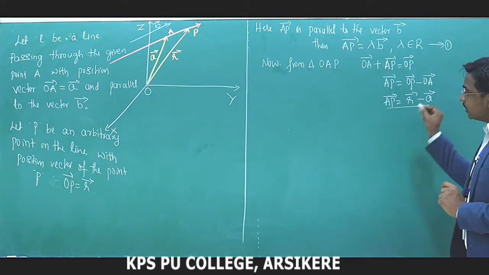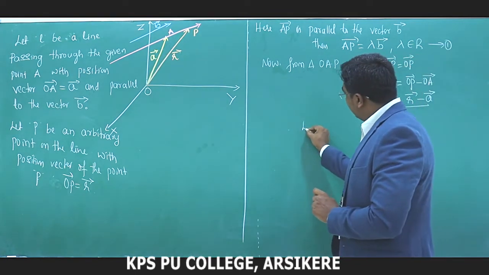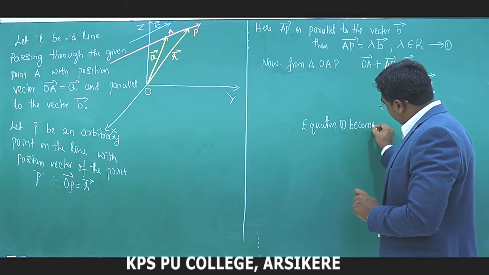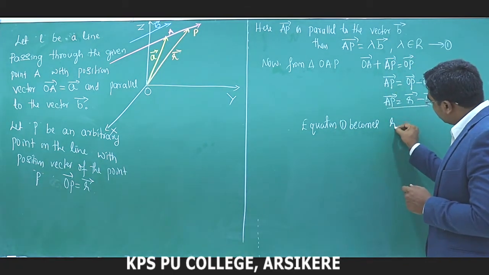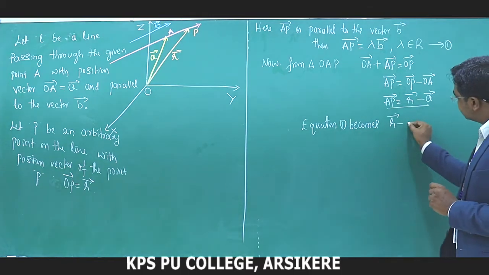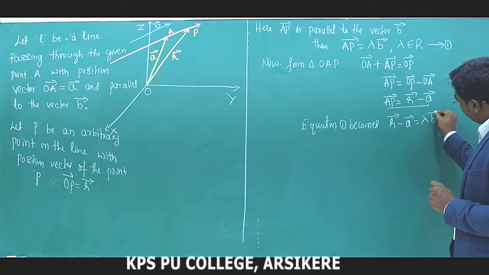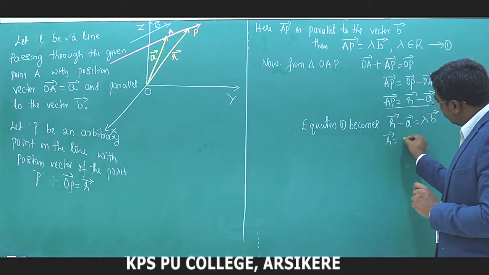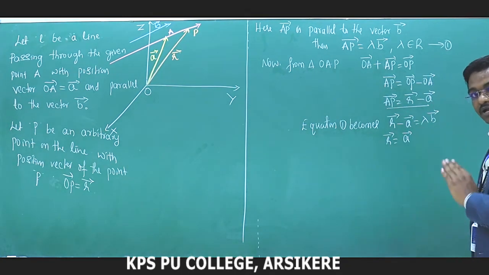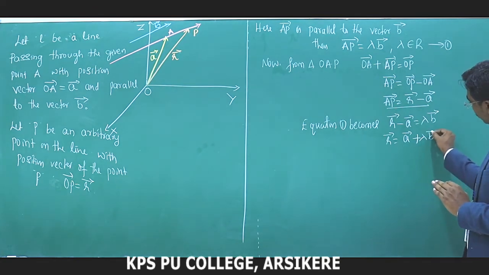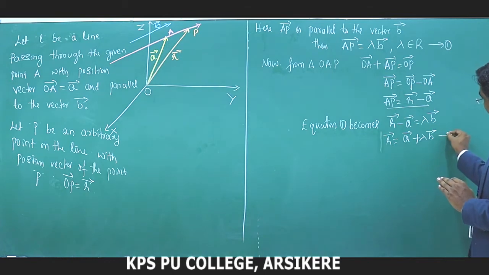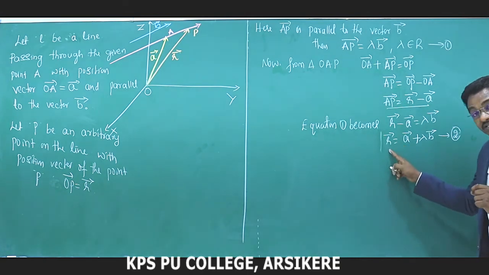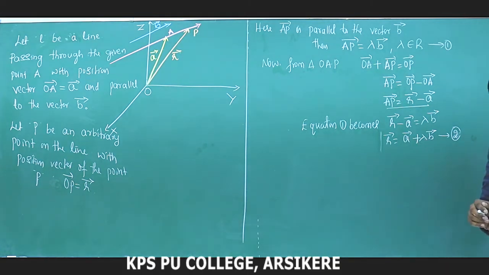Now substitute vector AP in equation 1. Therefore equation 1 becomes vector R minus vector A is equal to lambda into vector B. Therefore R is equal to vector A, taking minus vector A to the right hand side, plus lambda into vector B. Call this equation number 2. So vector R is equal to vector A plus lambda into vector B.